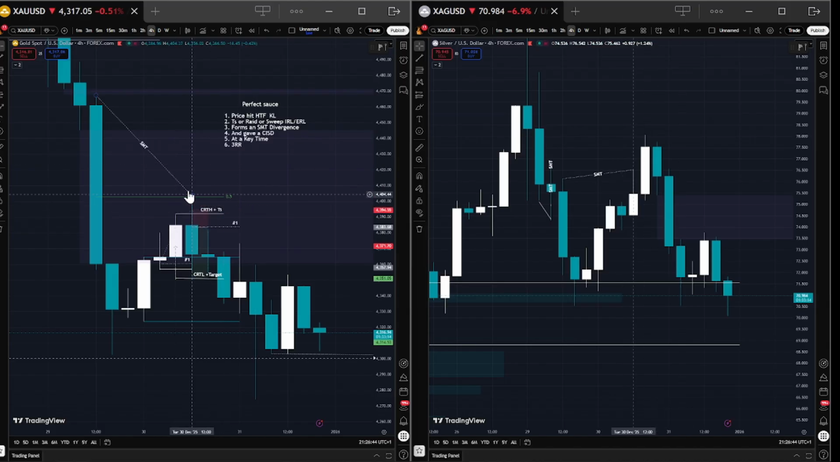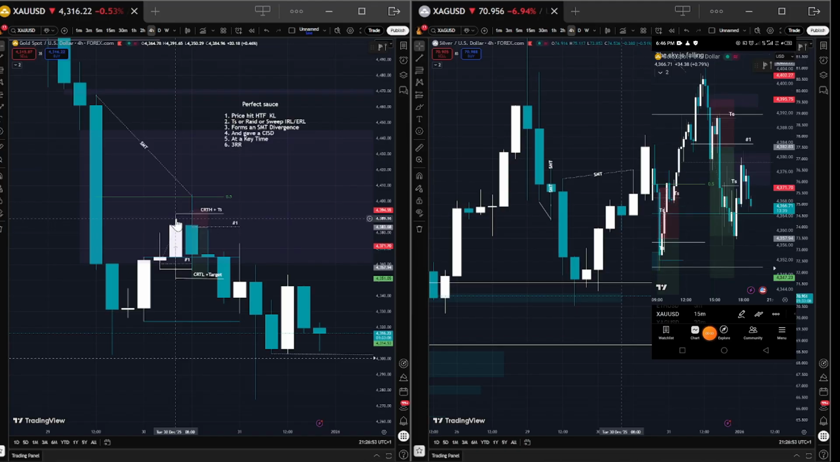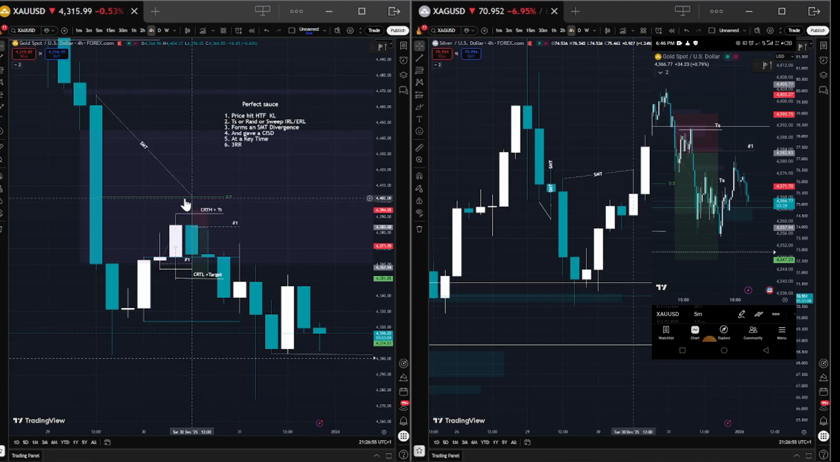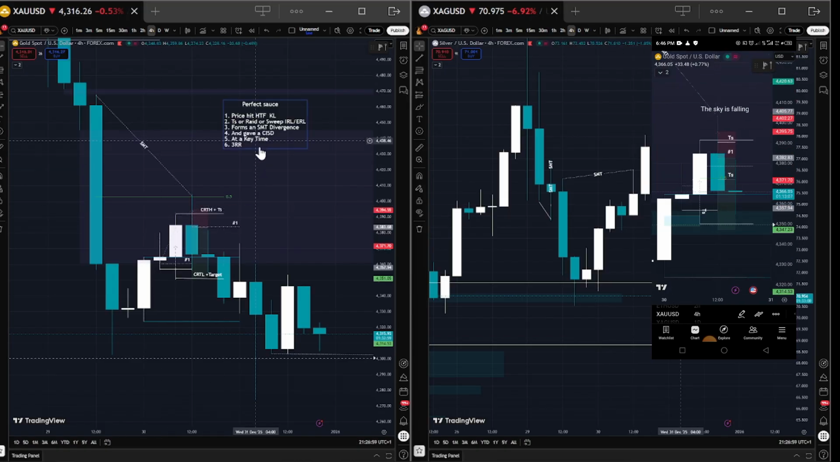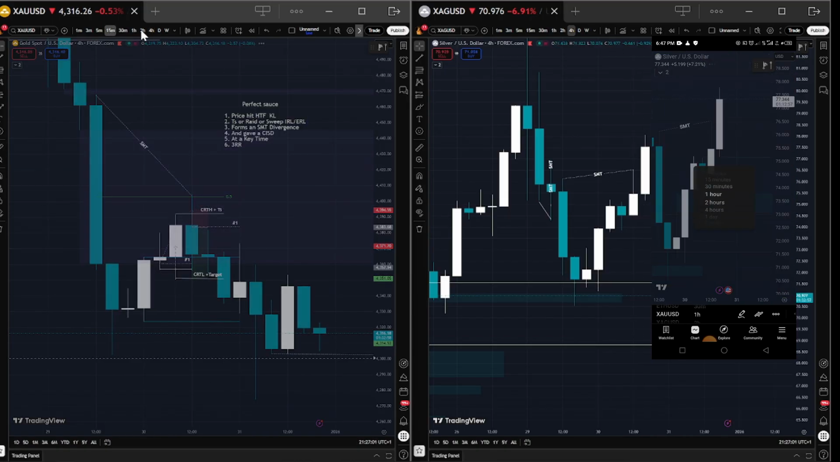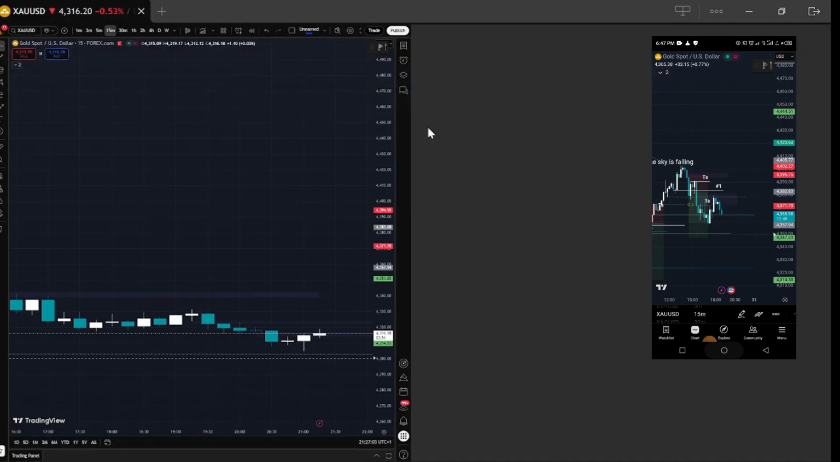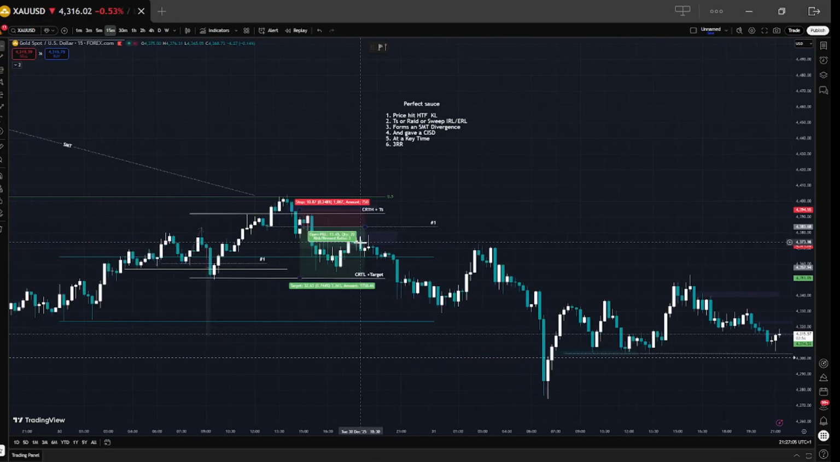Okay, so this is more like the third confluence I got, aside from the 50% encroachment and the timing, which is the open of New York, the key level, which is the inefficiency, and then a change in the state of delivery, which we got on this lower time frame. We have a change in state of delivery.